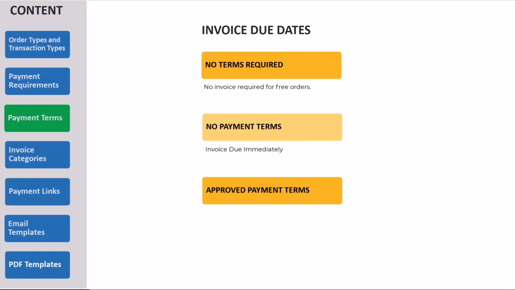This generally applies to retail customers. If the customer has approved payment terms, there are 8 options available. These options can be stored under the account record and automatically copied into new inquiry records.